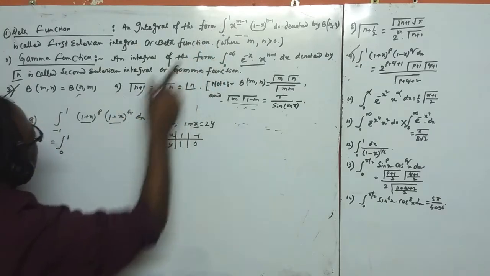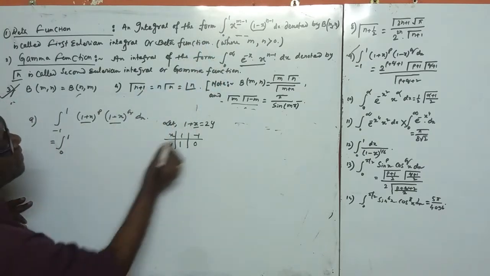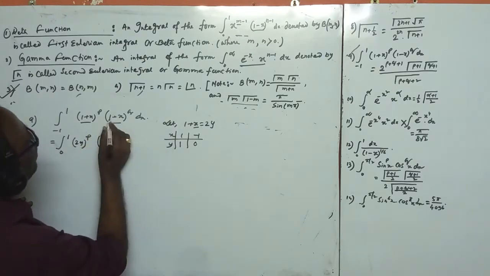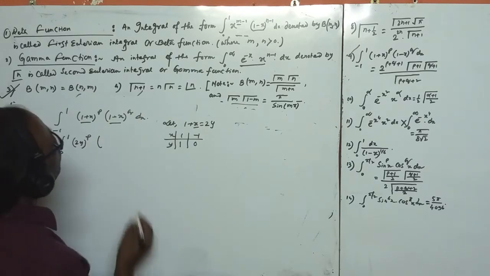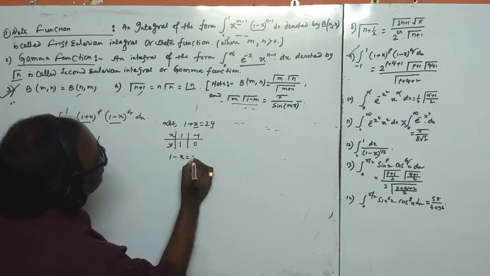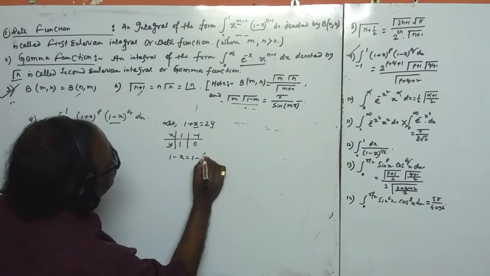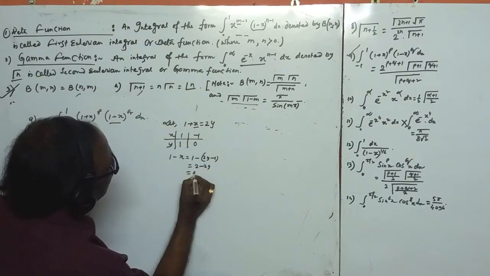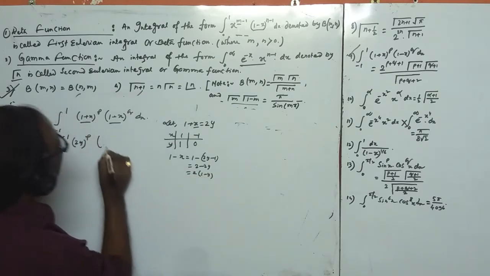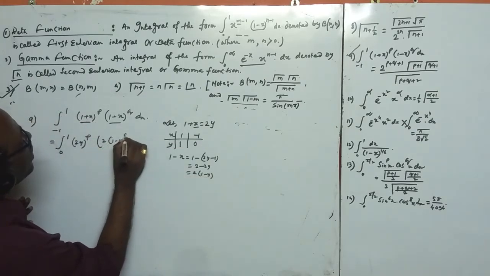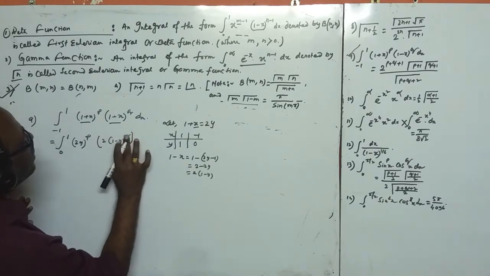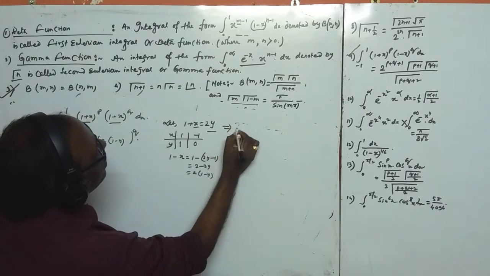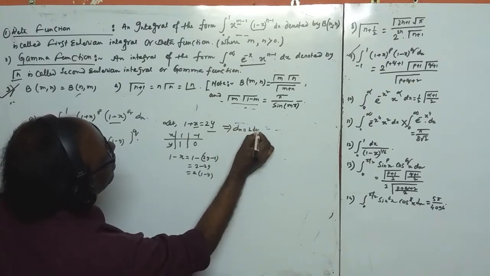So this is 0 to 1. So now this is 1 plus x, that is twice y to the power p, and here is 1 minus x, which means twice y minus 1, and that is 2 minus twice y. Taking 2 common, 1 minus y. So 2 into (1 minus y) to the power q here, and derivative of that is dx equal to 2 into dy.